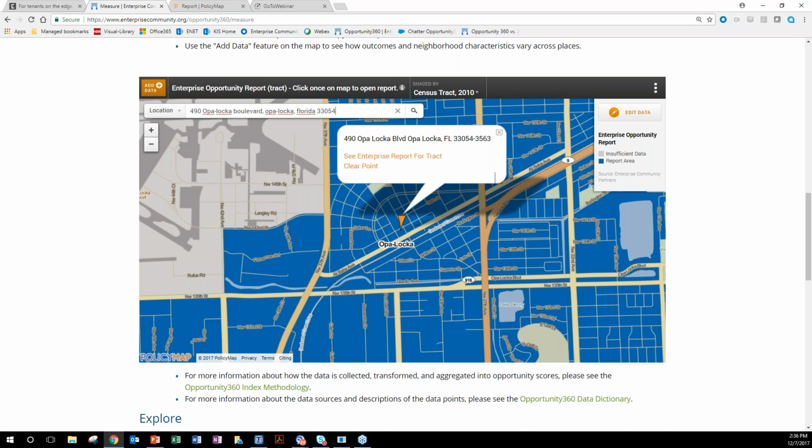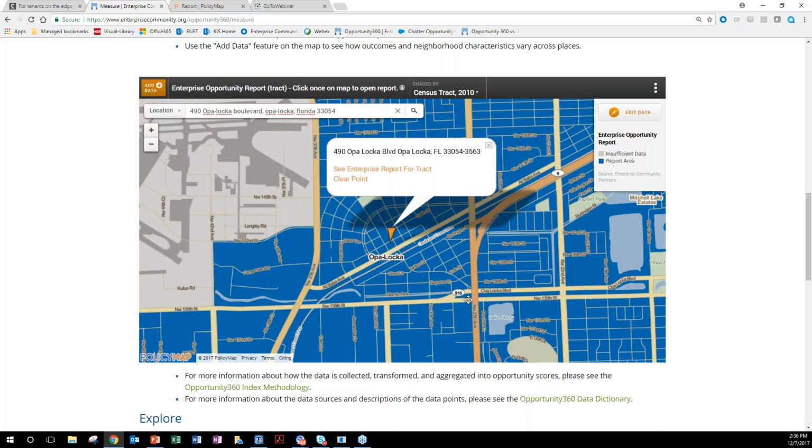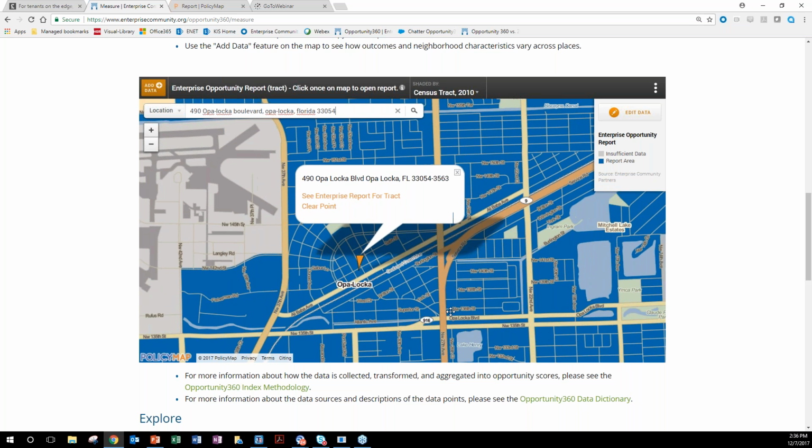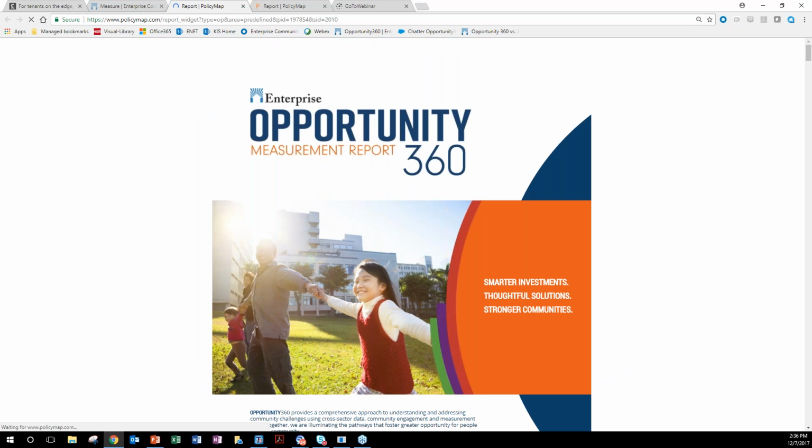There you go. So what comes up initially is it'll give you the location of where that address is that I just put in. And if you just click on See Enterprise Report for the tract, and as I said before, in about 7 seconds, it literally pulls together this 30-page report that gives you two things. It gives you a detailed assessment of what opportunity looks like in that neighborhood, the neighborhood that's surrounding that address that you just gave it.